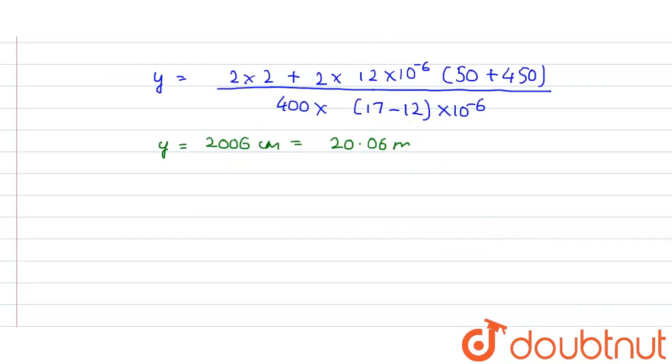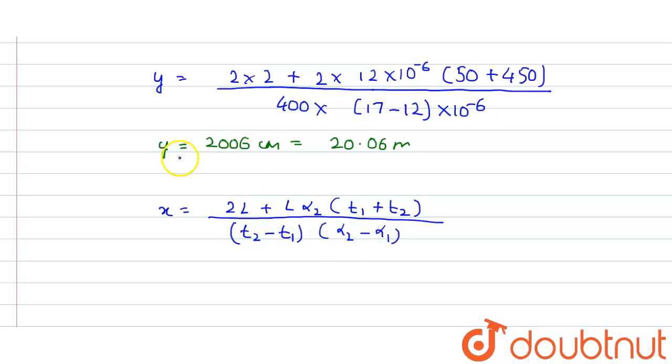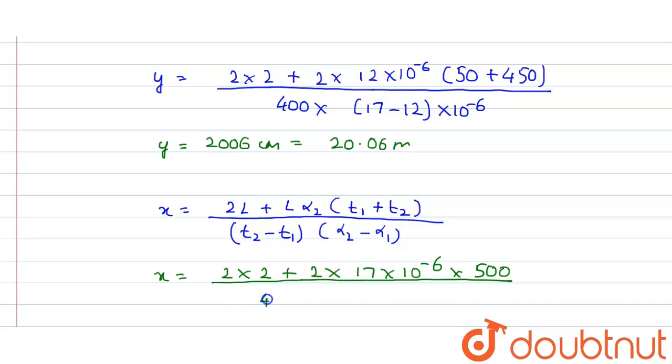Now similarly, if we substitute the result, the value of x would turn out to be 2L plus L alpha 2 into T1 plus T2, divided by T2 minus T1, multiplied by alpha 2 minus alpha 1. Or we can just put the value of y in any of the equations to get the value of x. So our x would turn out to be 2, L value is 2 into alpha 2, which is 17 into 10 raised to the power minus 6. Then T1 plus T2, 450 plus 50, would be 500, divided by T2 minus T1, that means 400, and then alpha 2 minus alpha 1, 17 minus 12, which is 5 multiplied by 10 raised to the power minus 6.